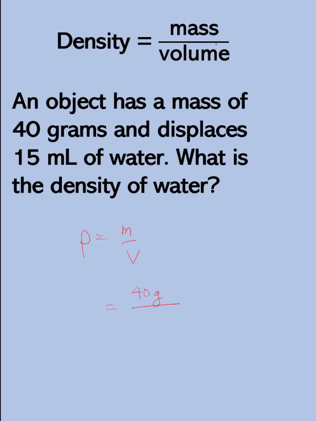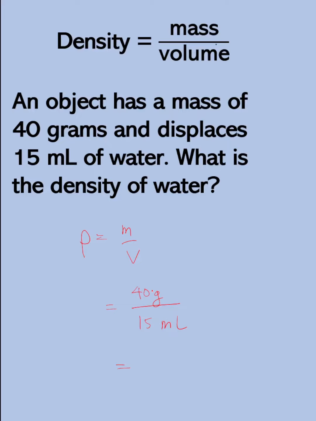So when you added the object on the water, nag-increase yung water by 15 ml. So again, this is coming from the volume of the object. So this is the volume of the object. So we have 15 ml. Then divide this one, 40 divided by 15.